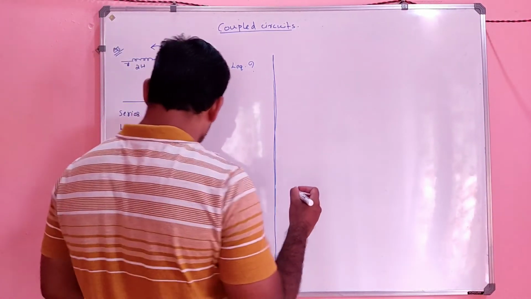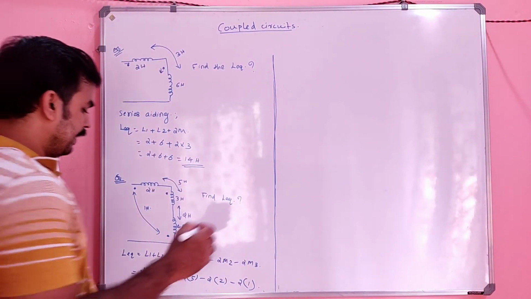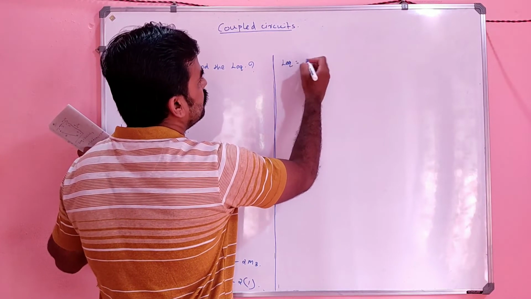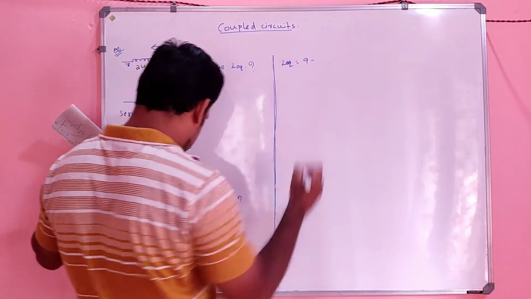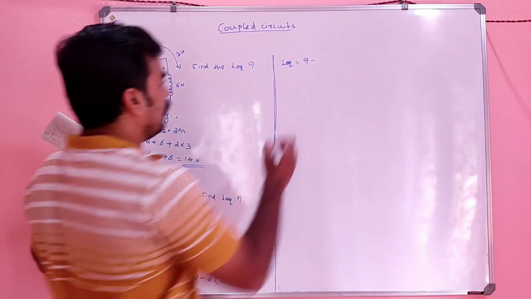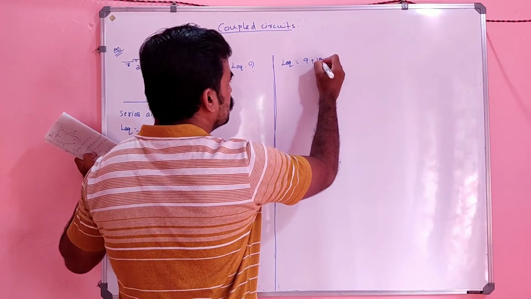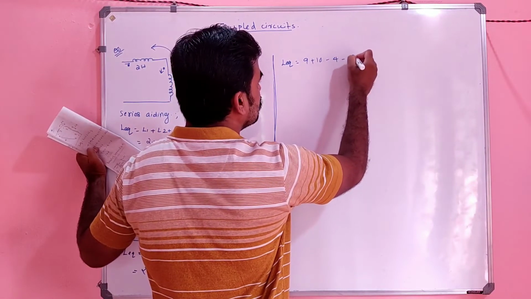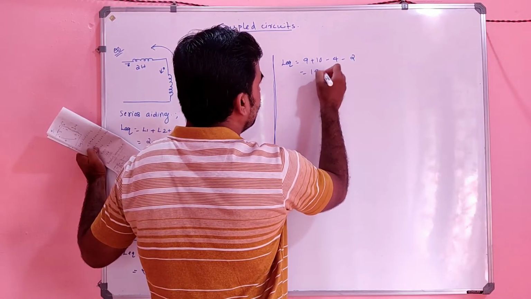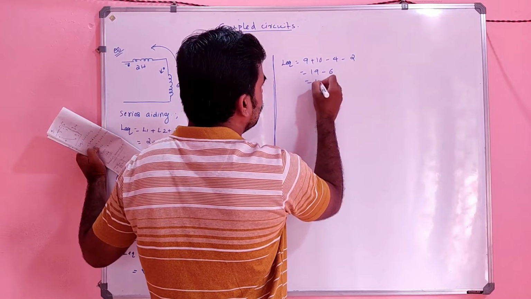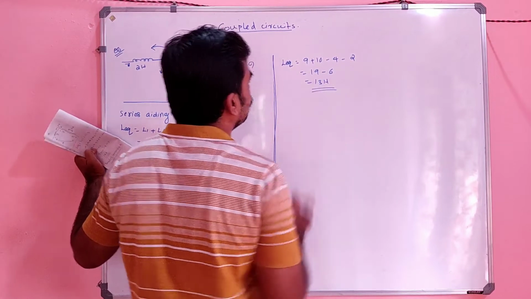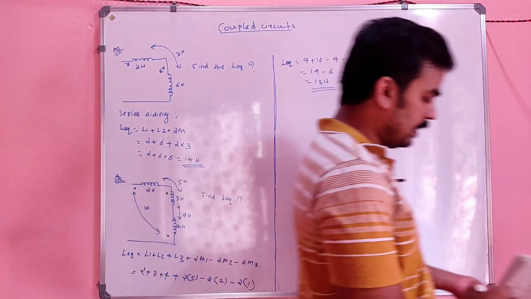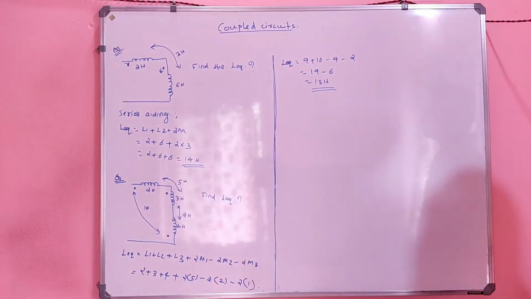So the resultant will be 2 plus 3 plus 4, which is 9. L equivalent will be equal to 9 plus 10 minus 4 minus 2. That is 19 minus 6, which will be 13 Henry. So that is the answer. Please note the answer.